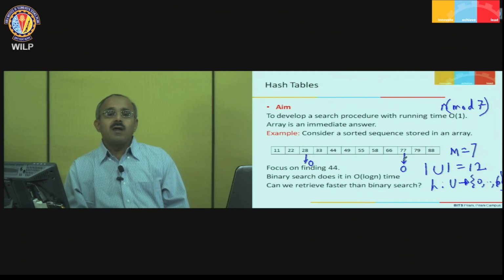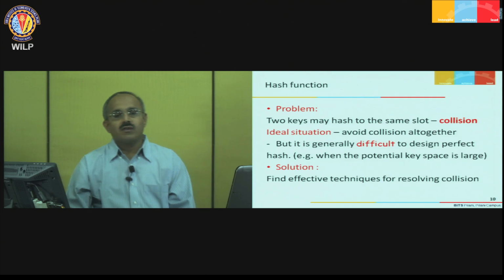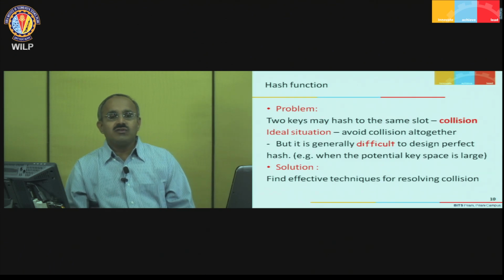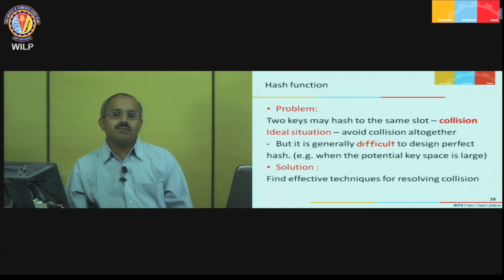So, if your m happens to be smaller than u, then there is a chance that some of the keys are going to be hashed to the same value in your range space. So, we say that in such a case there is a collision, that is, we saw that 28 and 77 both were mapped to 0 under the hashing scheme. We say that a collision has occurred.